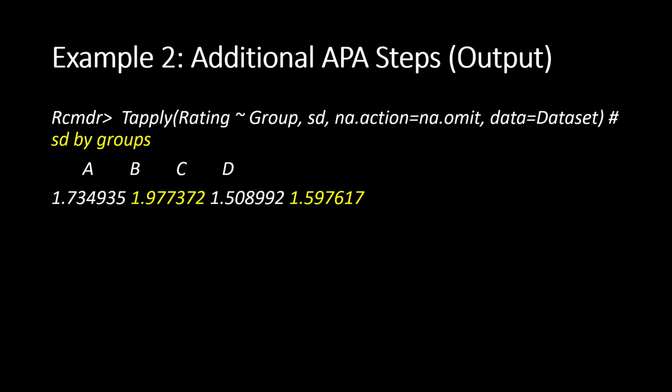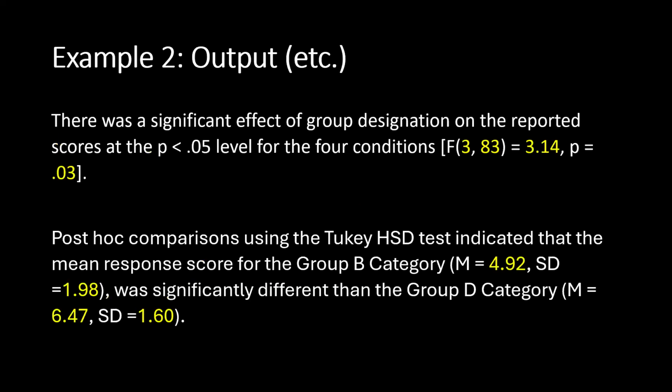So we're about ready to now report our findings in APA format. So let's go ahead and do that. And we will say that there was a significant effect of group designation on the reported scores at the p less than 0.05 level for the four conditions. The four conditions are the four groups, A, B, C, and D. For the output, these were the degrees of freedom for the groups, degrees of freedom for the residuals. This is our F value to two significant figures, and this is our P value, which as you can see, 0.03 is less than our alpha value of 0.05.